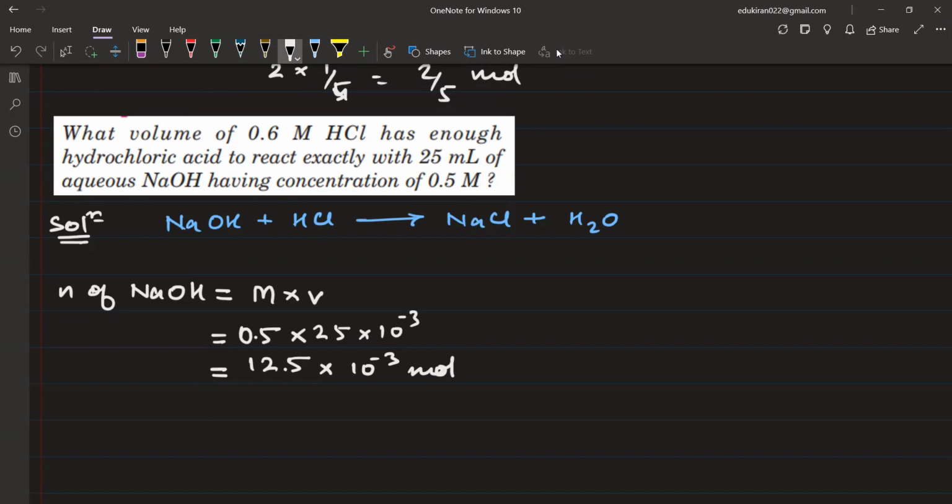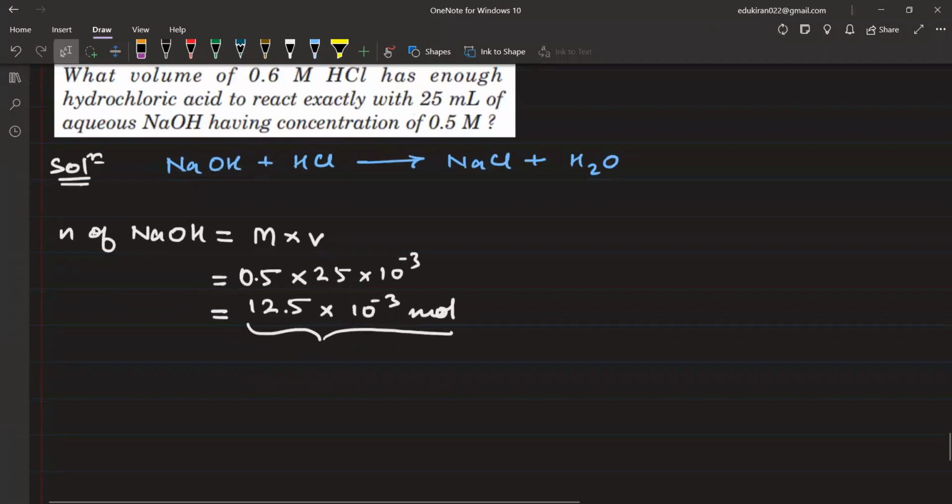Now for HCl, what is given? What is given for HCl? No, the molarity is given, 0.6. We have to find the volume. Okay, so here you see what you have to do. According to this chemical reaction, it has enough hydrochloric acid to react exactly with 25 ml of this much. So now leave the ml aside. You will react this whole thing according to this number of moles. Then you will write the need statement.